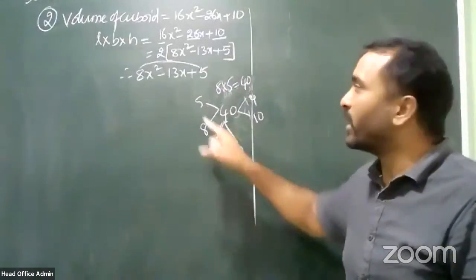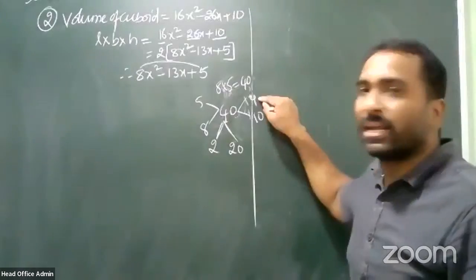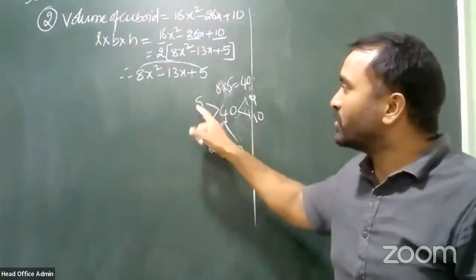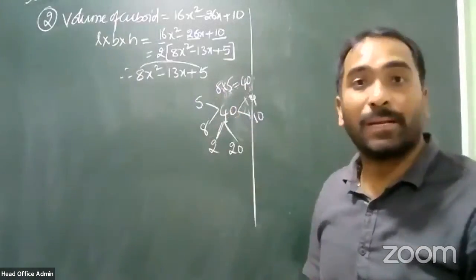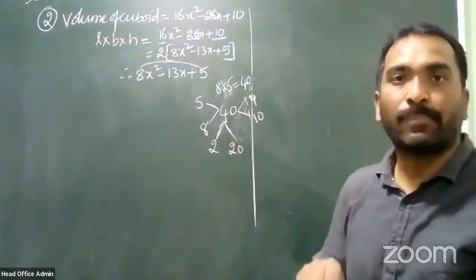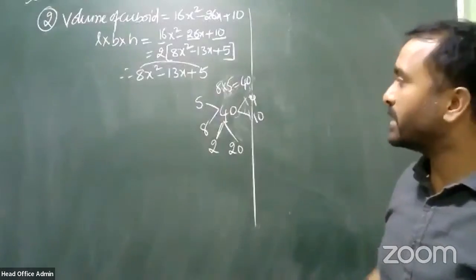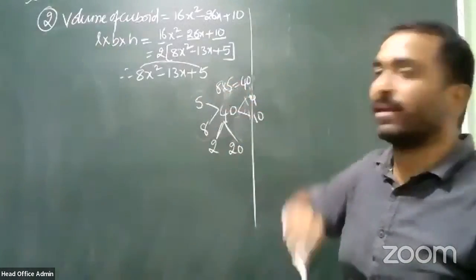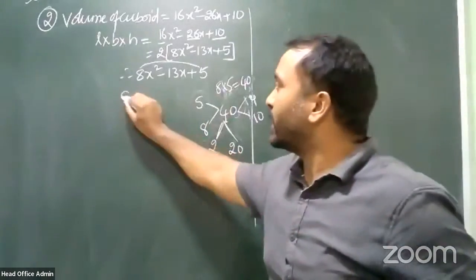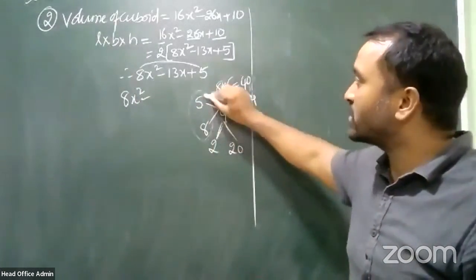See here, 20 plus 2 cannot become 13, or 20 minus 2 also cannot become 13. Here 10 plus 4 cannot become 13, and 10 minus 4 also cannot become 13. Now coming to here, 8 minus 5 cannot become 13, but 8 plus 5 can become 13. What I said is, whatever factors we are taking, either by adding or by subtracting, they must be equal to the middle number.